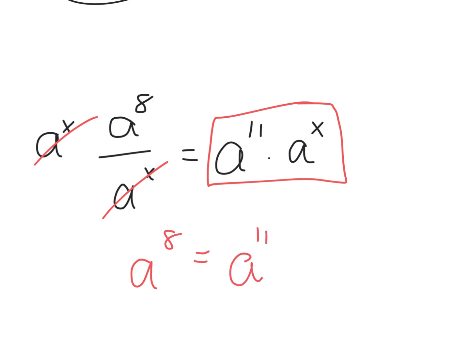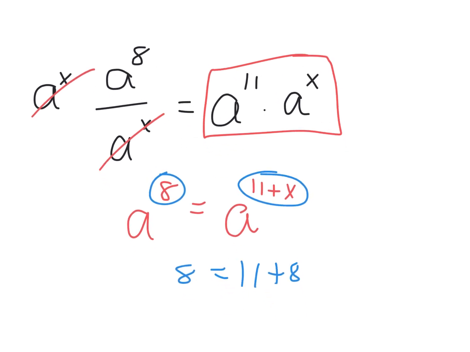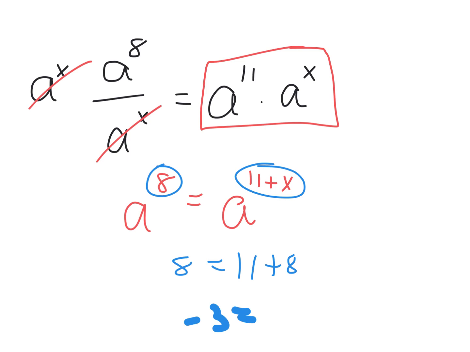a to the 11 plus x, or x plus 11, either way. And then the bases are the same. Now I know some of you are like, but I did it a different way. Did you get the same thing as me? Well, let's finish and get the final answer here. 8 must be 11 plus x. I'm going to subtract 11 from both sides. I got -3. Anybody else get -3? Okay.